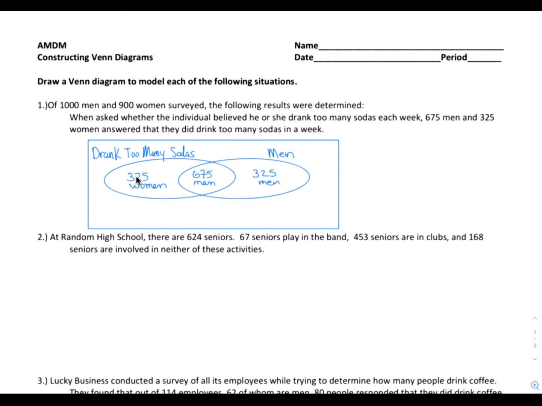I can now subtract 325 from 900, and that would tell me how many women would be outside the circle. 900 minus 325 is 575. So 575 women are outside of the two circles. That is it, and number 1 is complete.